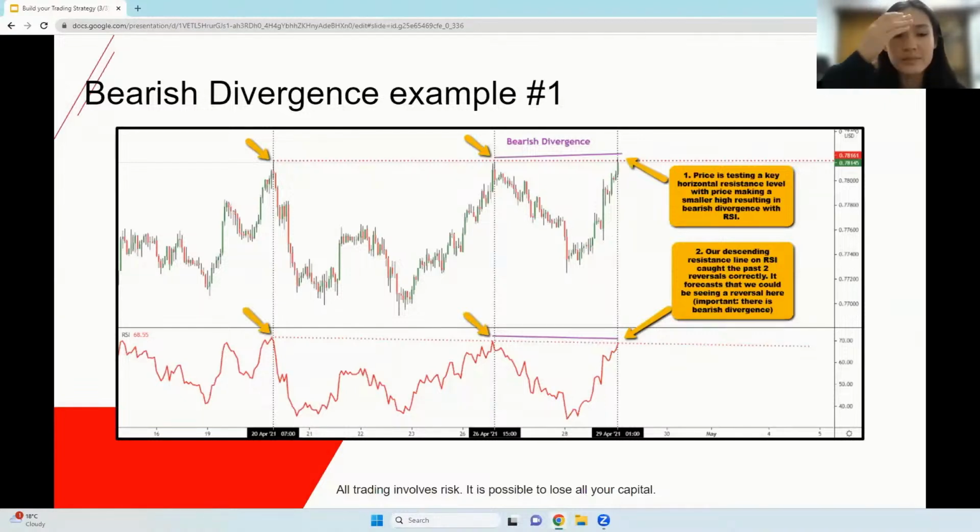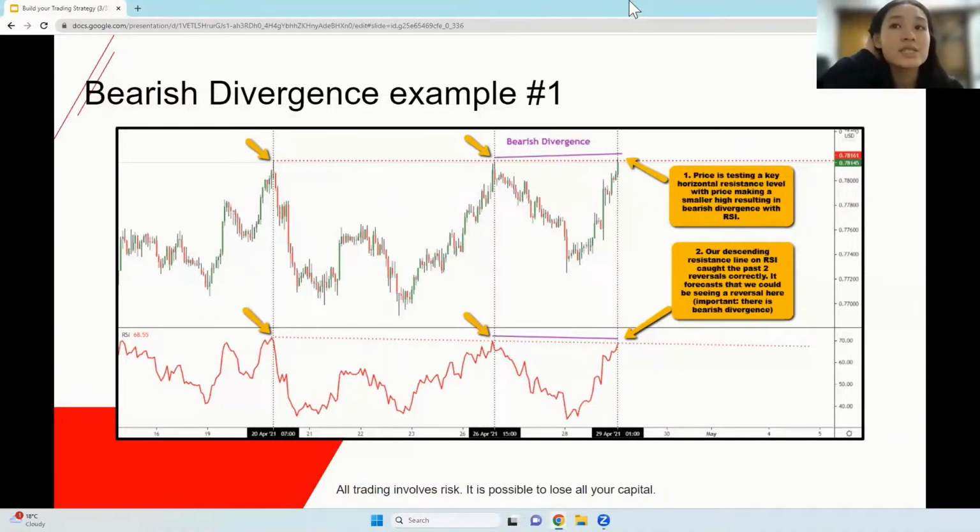Okay, so I mentioned earlier a bit about divergences. So here is the first example, which is a bearish divergence. So bearish divergence happens when an RSI or stochastic has a descending trend line, or descending. If it's bullish divergence, then that would be ascending. So here's an example, whereas on our price chart, we can see that price is either respecting a horizontal resistance or it is making a higher high.